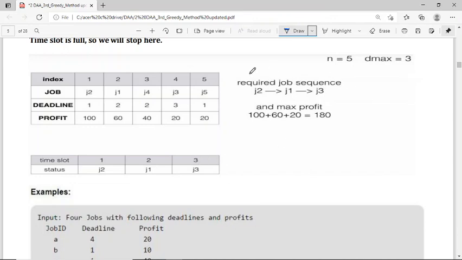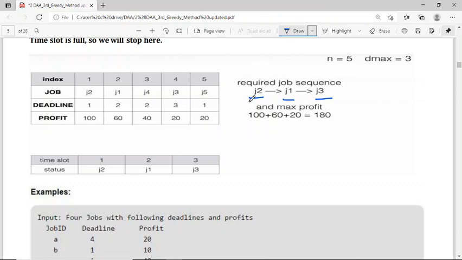So now what is this? Which job is completing in the first hour? Job 2. Okay. In the second hour, job 1. In the third hour is job 3. Okay. First unit of time is job 2. Second is job 1. The third, job 3.